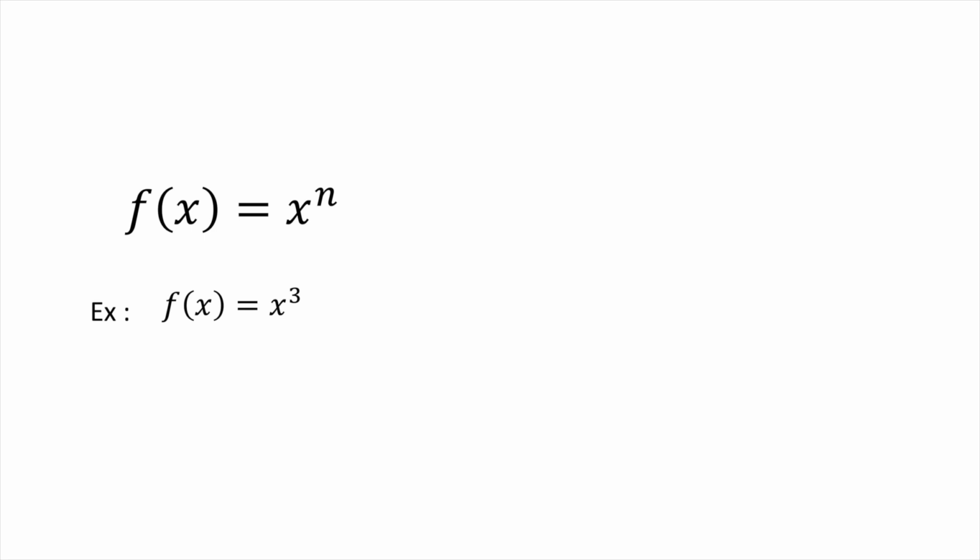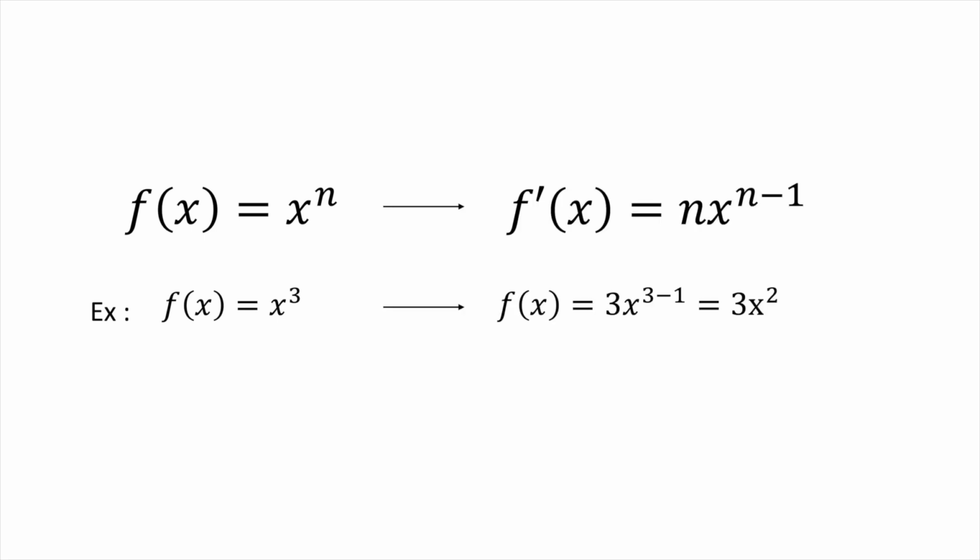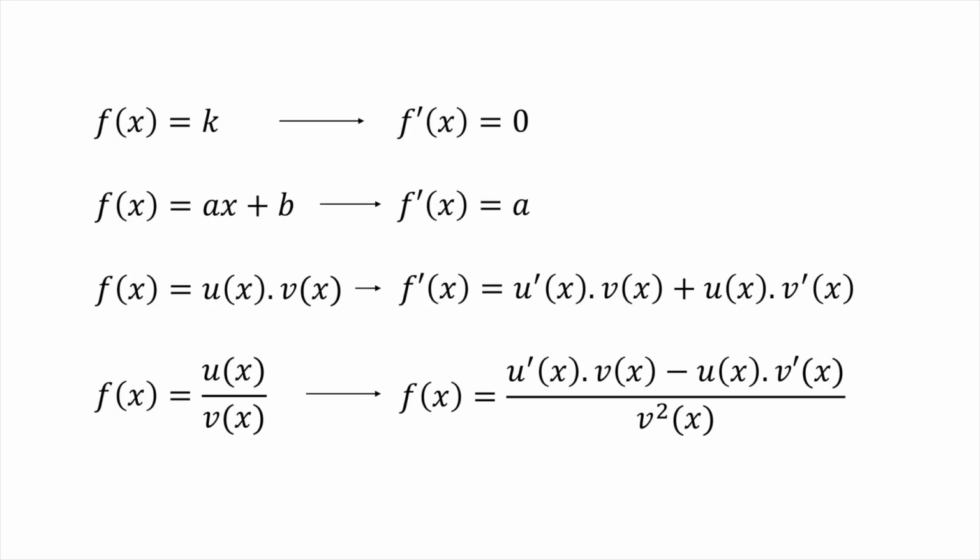By applying this formula to any polynomial, we can show that its derivative is n times x exponent n minus 1. There are many other formulas possible to demonstrate thanks to our definition, of which here are the most useful.